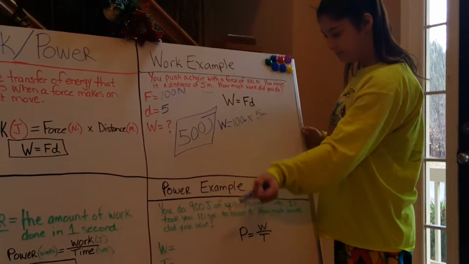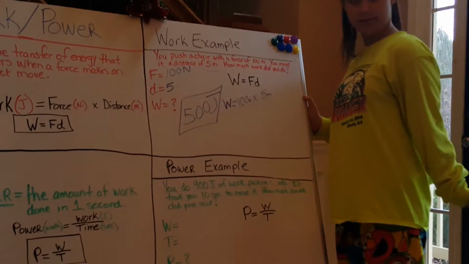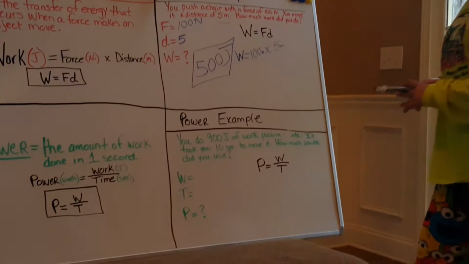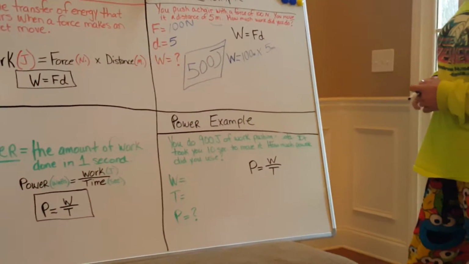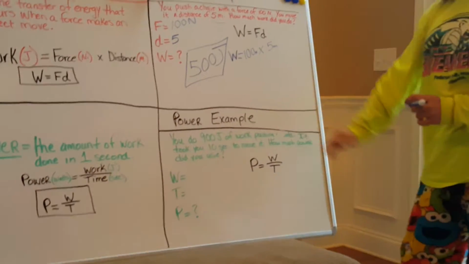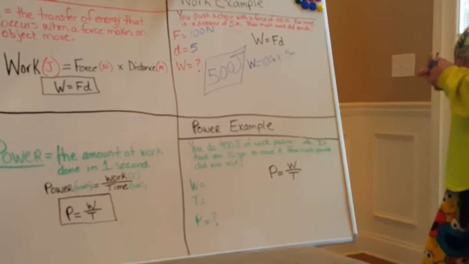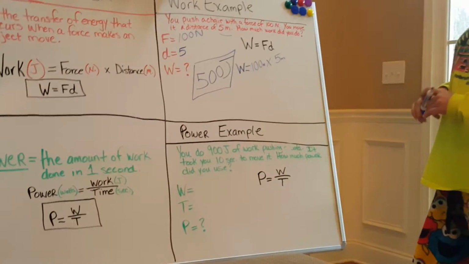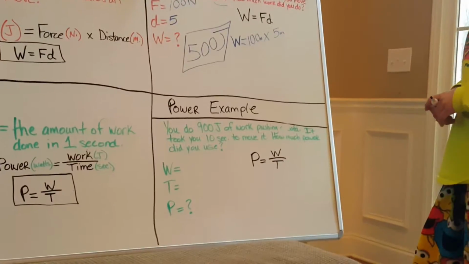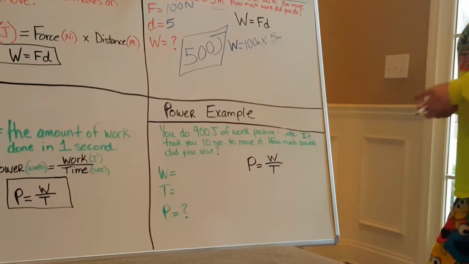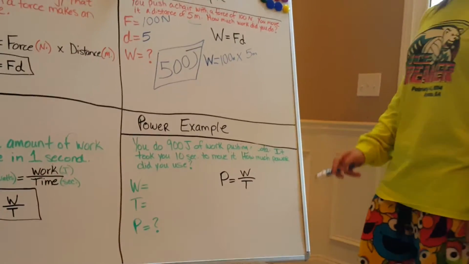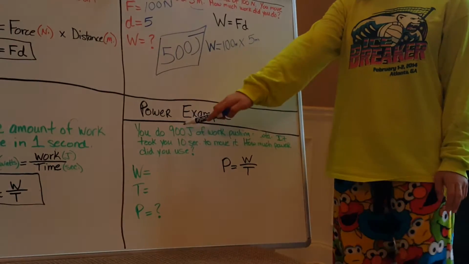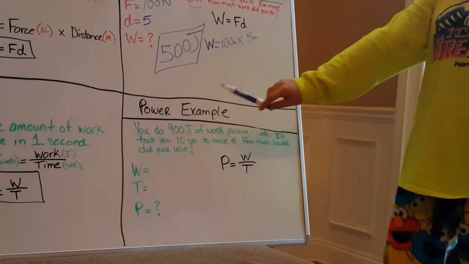Alright, so our power example we have here is you do 900 joules of work pushing a sofa. Sorry, I wrote that off. It took you 10 seconds to move it. How much power did you use? So, the first thing that we have to find is our work. And if you look up here, it says 900 joules.